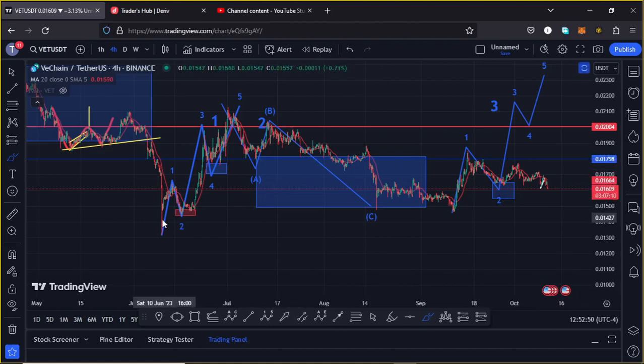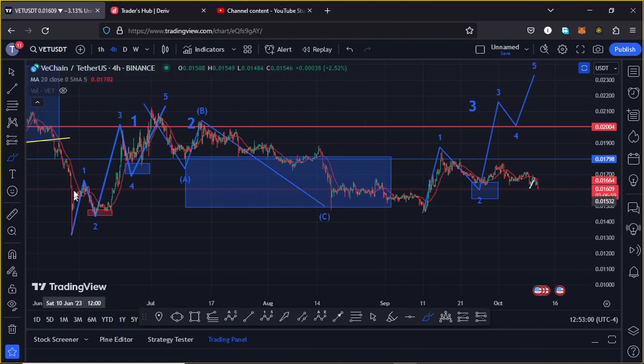Zooming in on the charts, to first give you a recap of what has been happening after getting our bear market lows on the 9th of June at around the $0.0132 mark, we saw that impulsive move to the upside, completing the formation of this wave 1 in a move that gave us a high above the $0.021 mark.